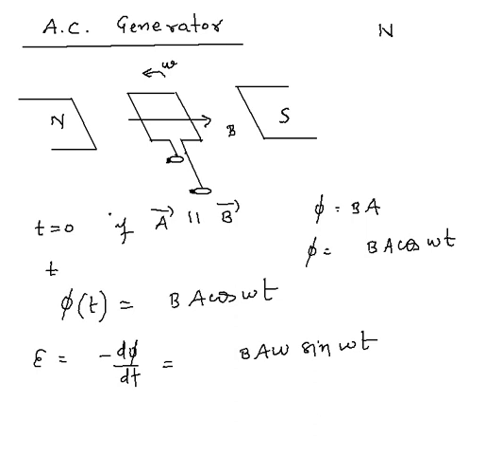But then we should also write the number of turns. So BAN omega sin omega t. N will come everywhere.